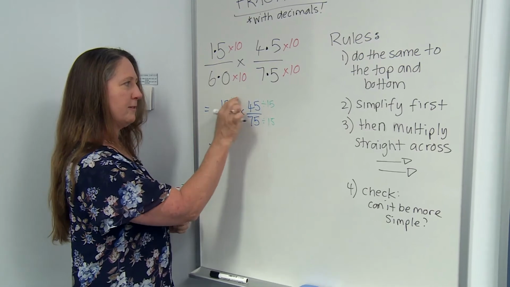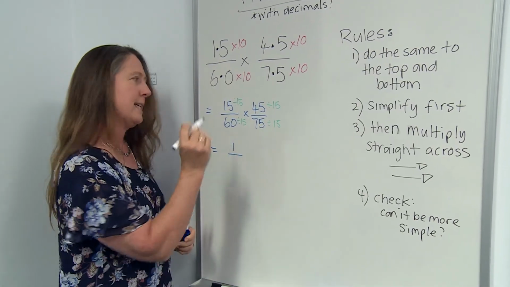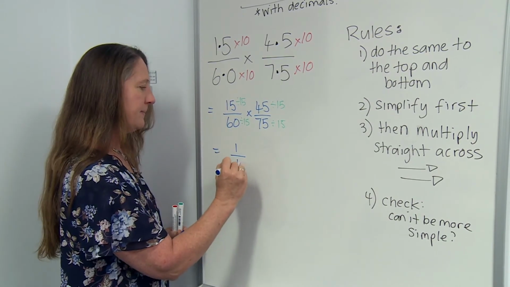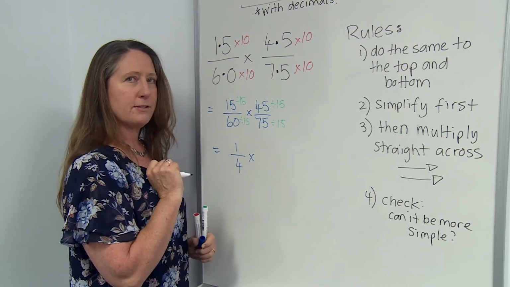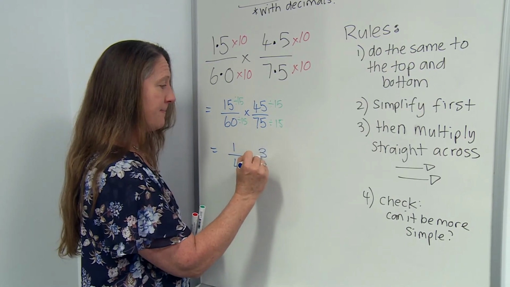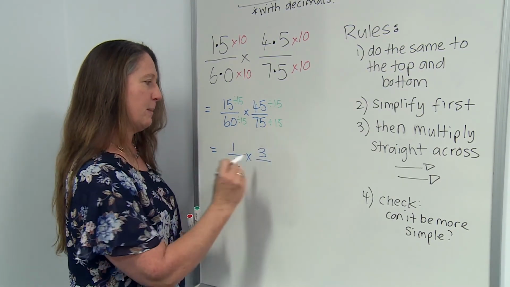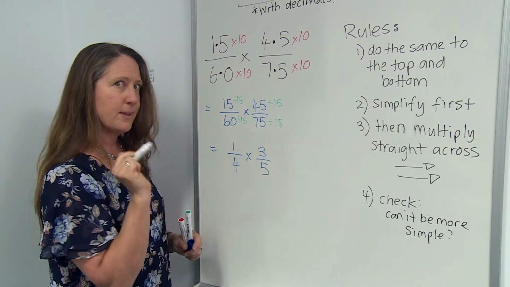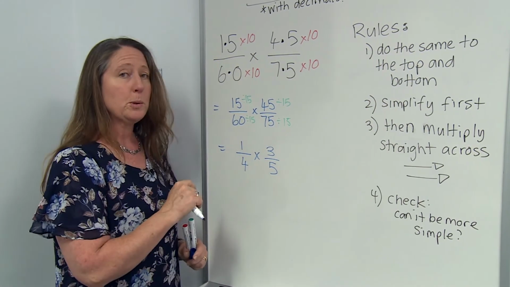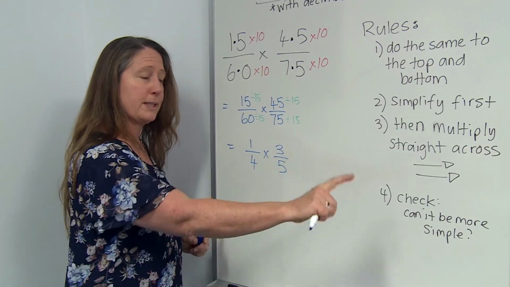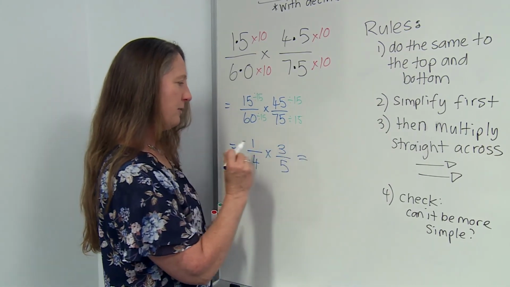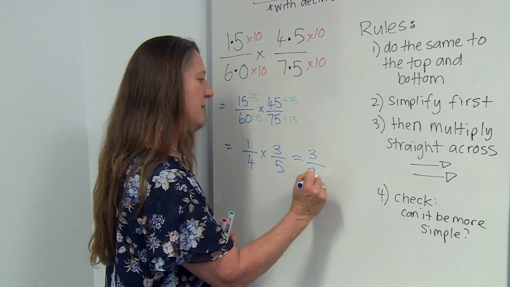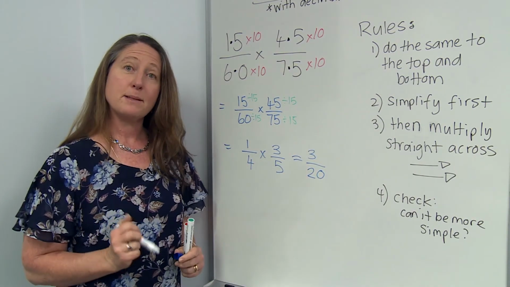Okay, so 15 divided by 15 is 1. 60 divided by 15 is 4. 45 divided by 15 is 3. And 75 divided by 15 is 5. Right, did I get all that right? We think so. Now that's quite simple. All I have to do now, multiply straight across the top and straight across the bottom. 1 times 3 is 3, and 4 times 5 is 20. And that is as simple as it gets.